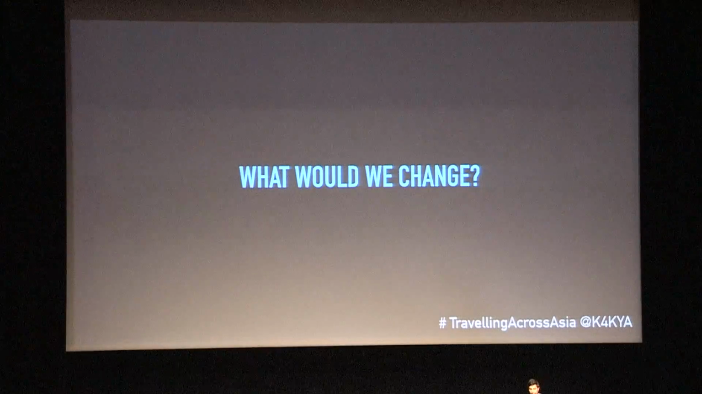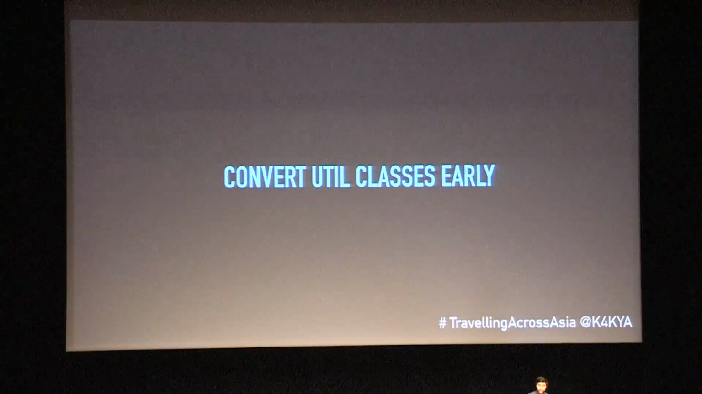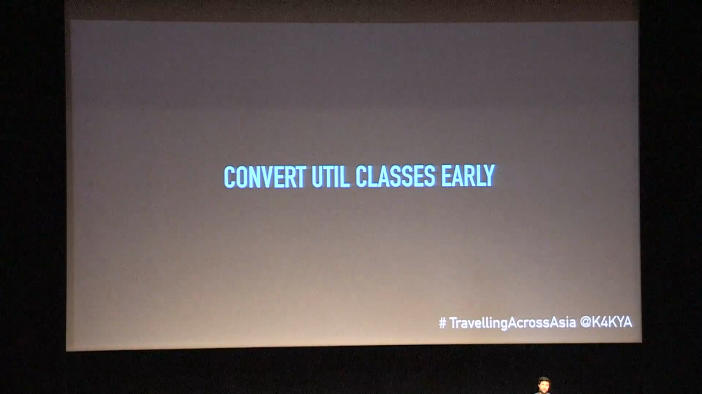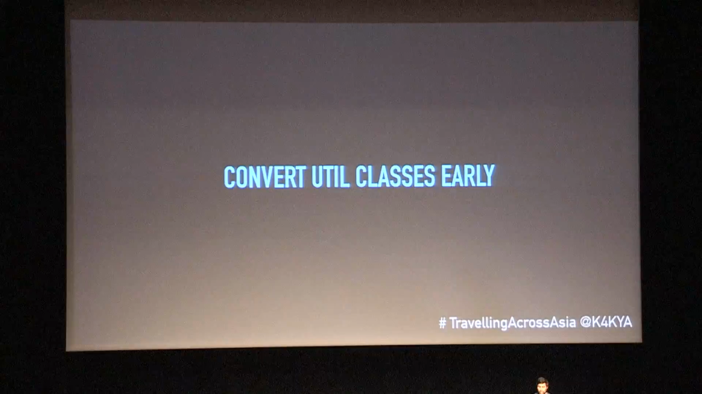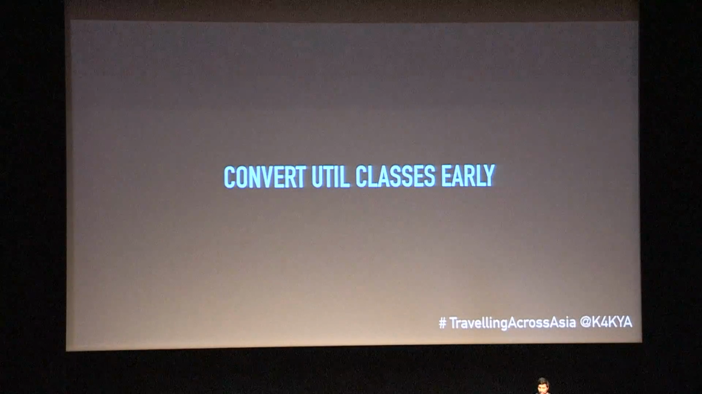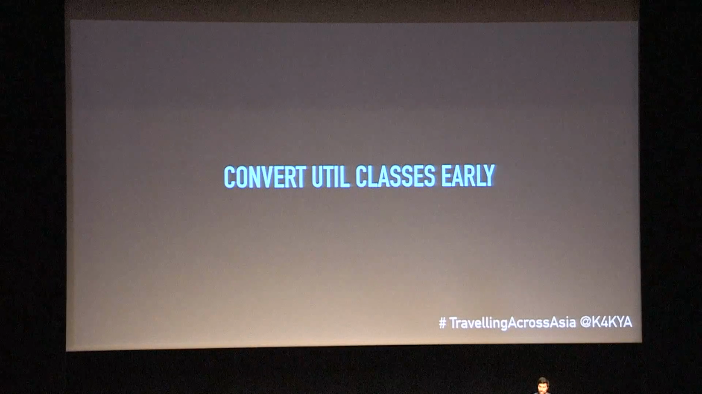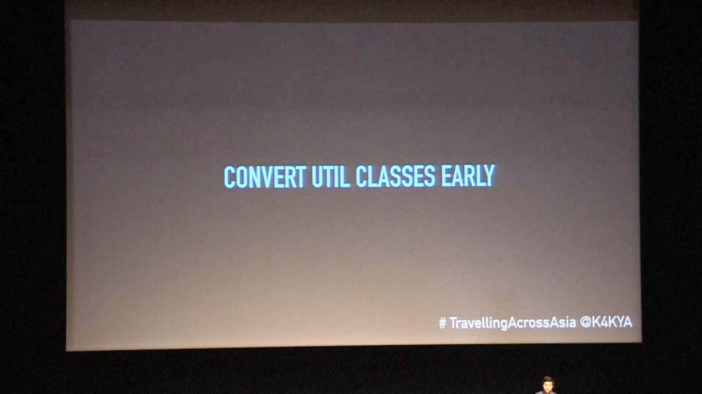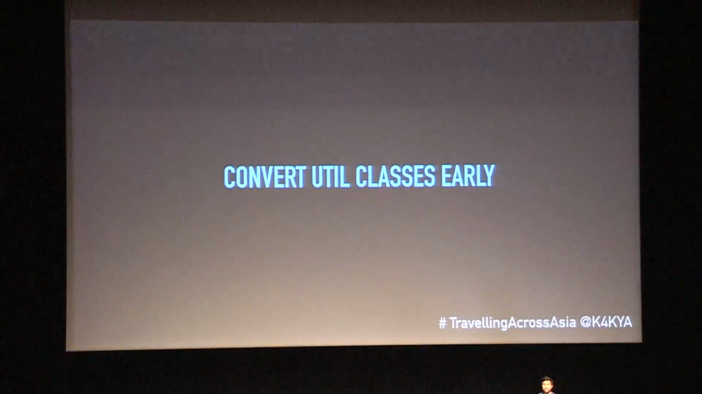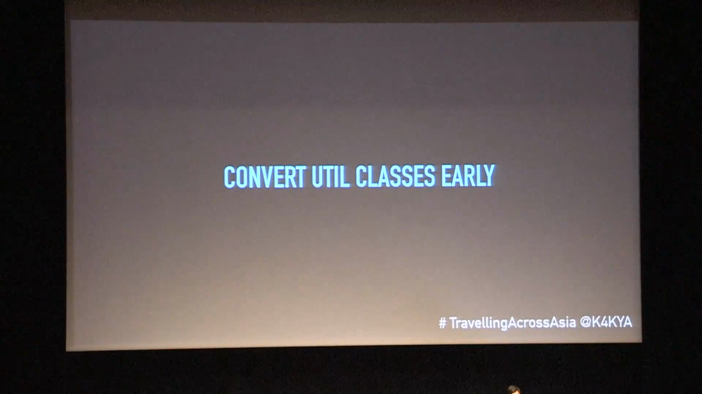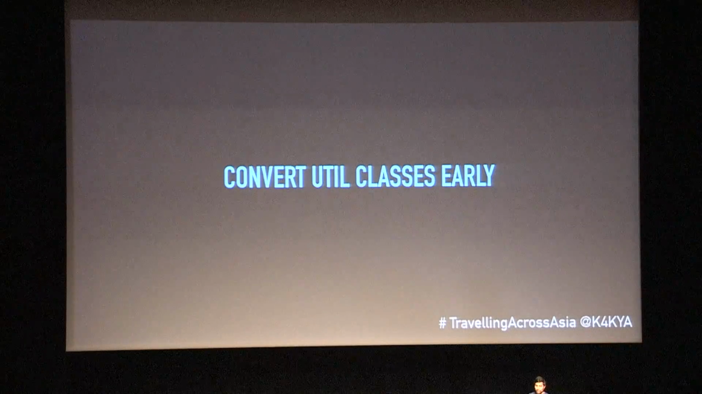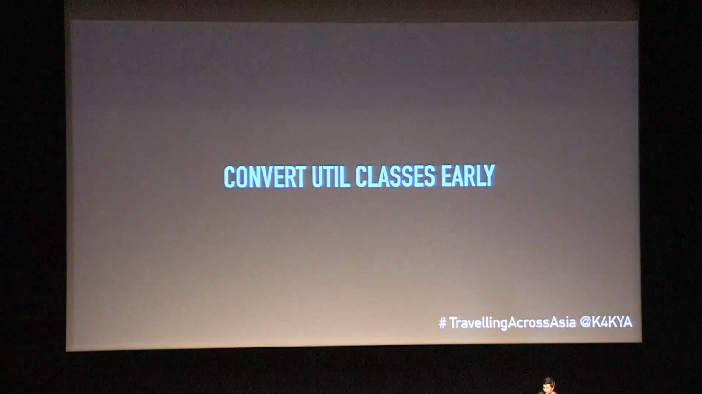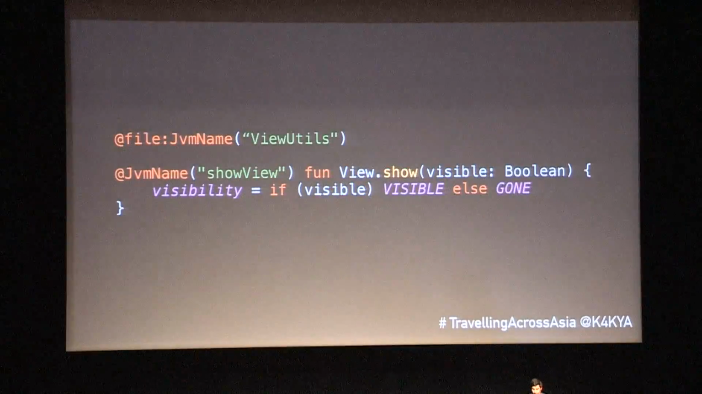So what would we change? My suggestion is converting util classes early. We did this reasonably late. You've probably got a bunch of these, like string utils, view utils, and you can replace these for the most part with extension functions. There is no wrapper class, unlike the Java utils object. It's just a bunch of extension functions at the file level. And the file name here doesn't matter either. We just ended up calling our files stuff like string extensions and view extensions.